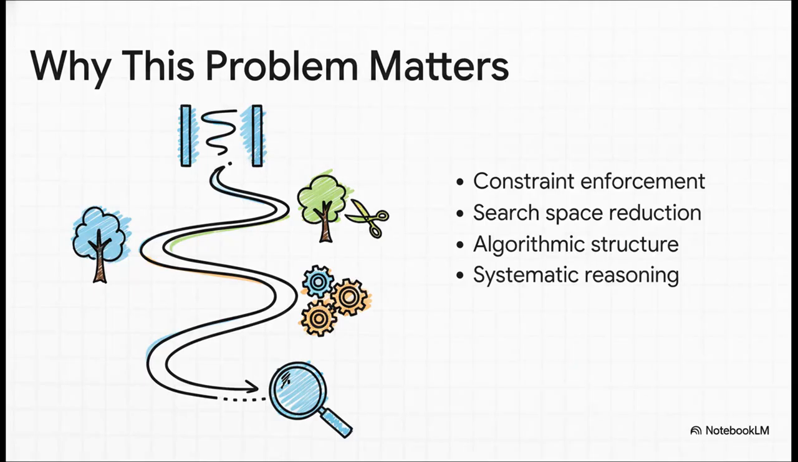See, when you're solving the n-queens problem, you're not just playing a game. You're practicing the core skills of algorithmic thinking. You're learning how to enforce constraints, how to be efficient by reducing the search space, how to structure your code, and really how to reason about a problem systematically. It takes these big, abstract ideas, like pruning a search tree, and makes them tangible, something you can actually see.